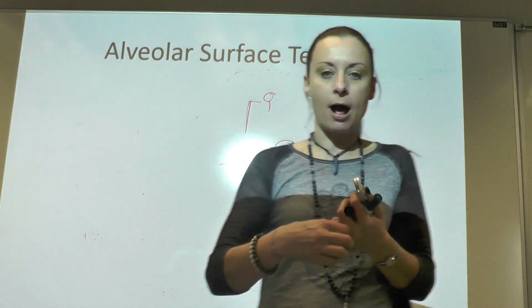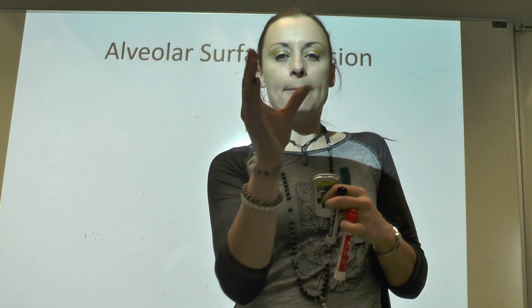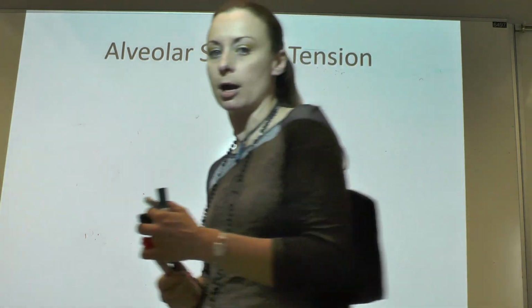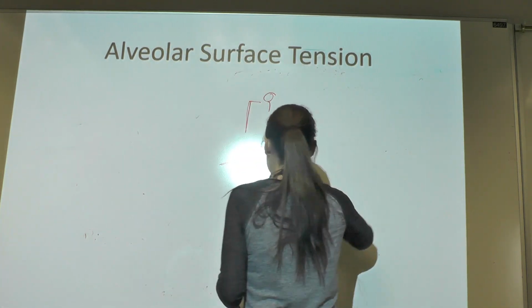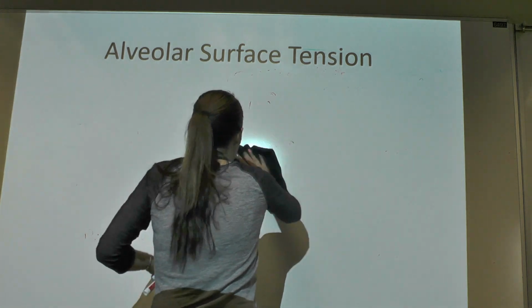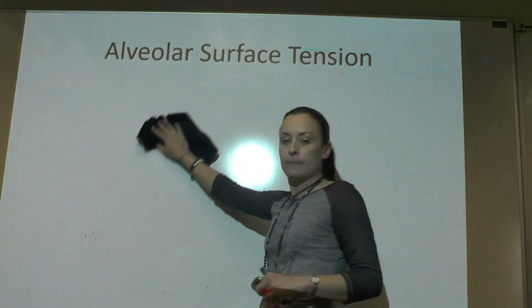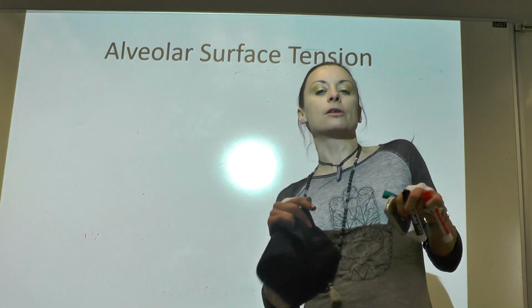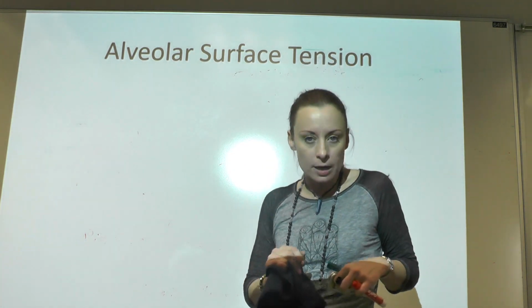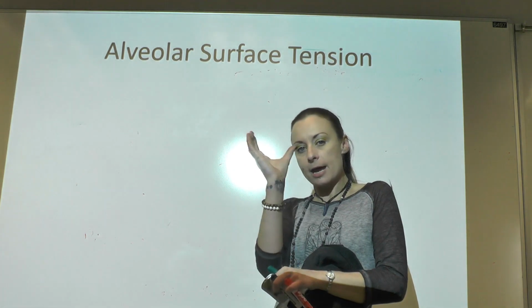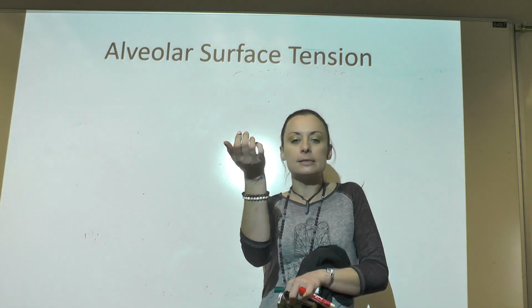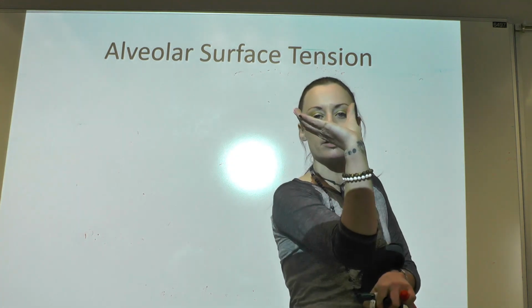So in order for our alveoli not to collapse on themselves, we have to do something to decrease the surface tension of water. And that's where surfactant comes into play. Surfactant, secreted by those type 2 alveolar cells, decreases the surface tension of water so that our alveolus can stay inflated instead of collapsing under that surface tension. The body is an aqueous environment. We're surrounded by interstitial fluid.